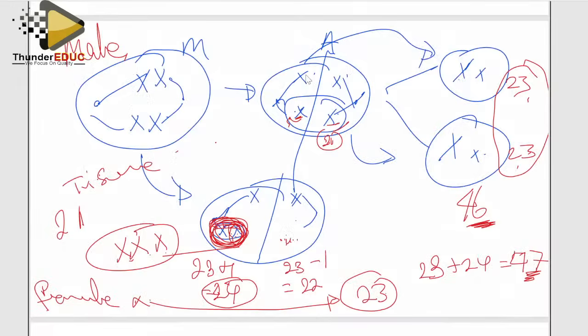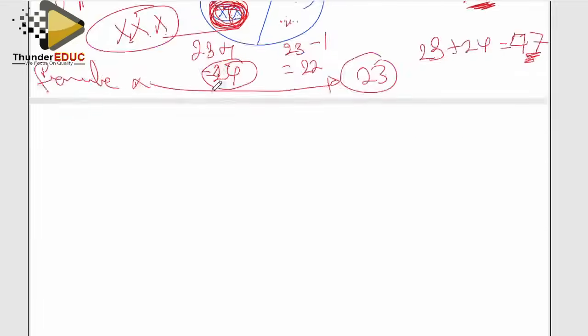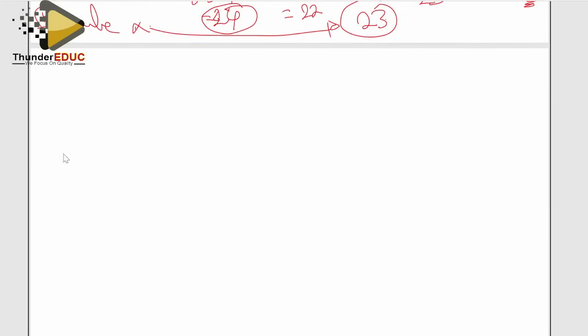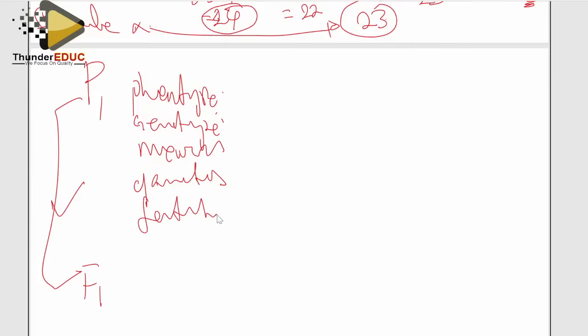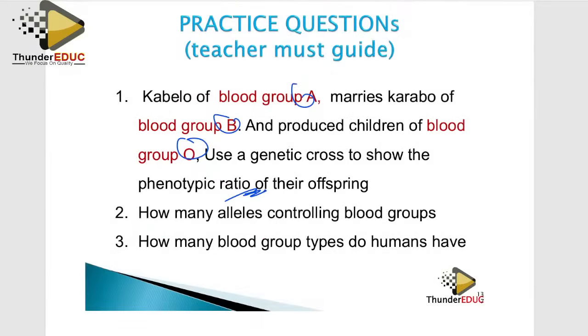So you don't forget to start with the P1, F1. Remember, you said P1, F1. So we come and we mark you that. We give you a mark. Phenotype. And then you say genotype. And then you say meiosis. And then you say gametes. And then you say fertilization. So we give you another mark here. Then the phenotype and genotype, you get it from the question.